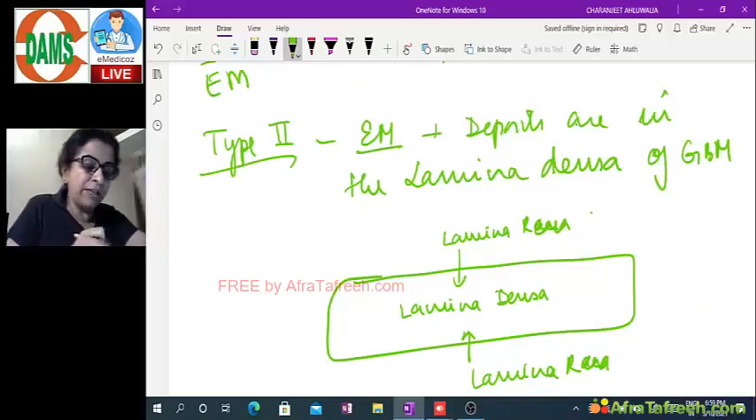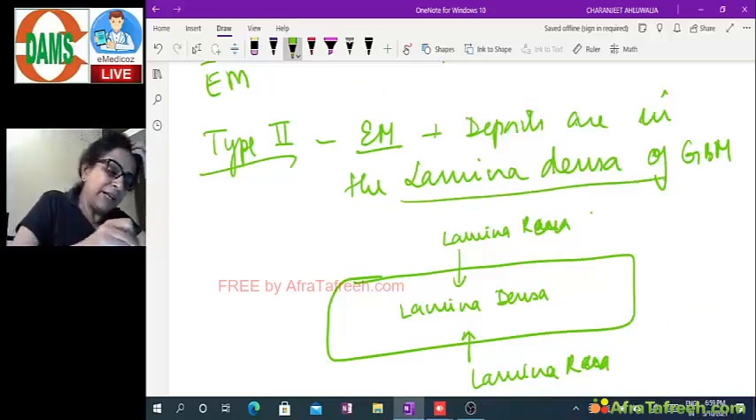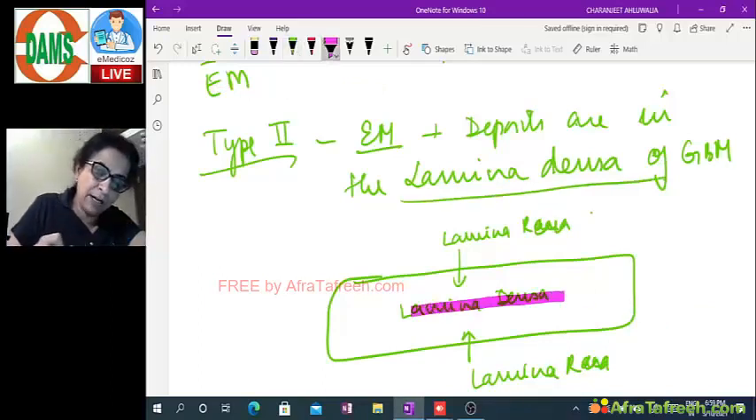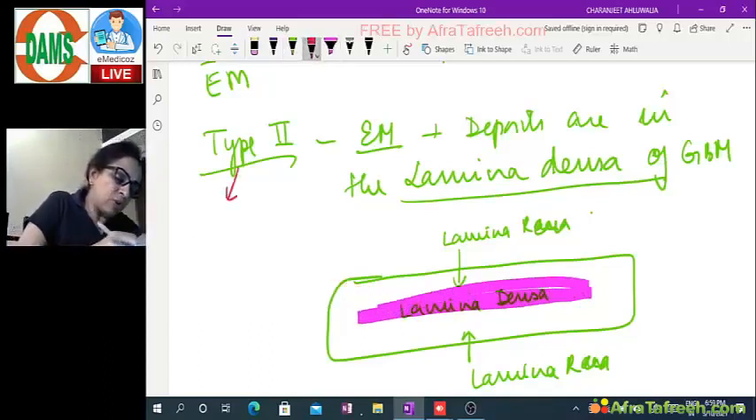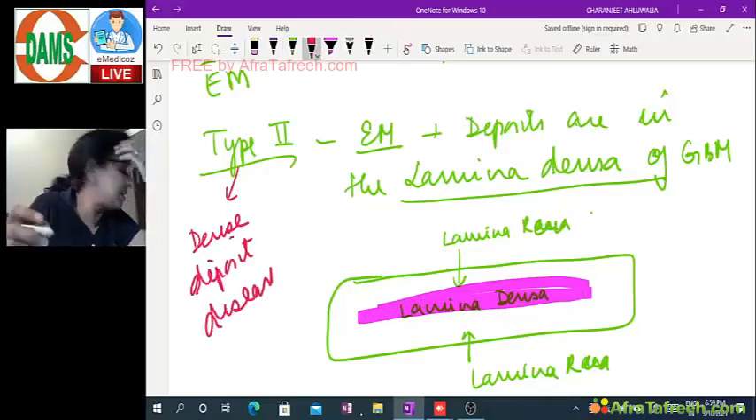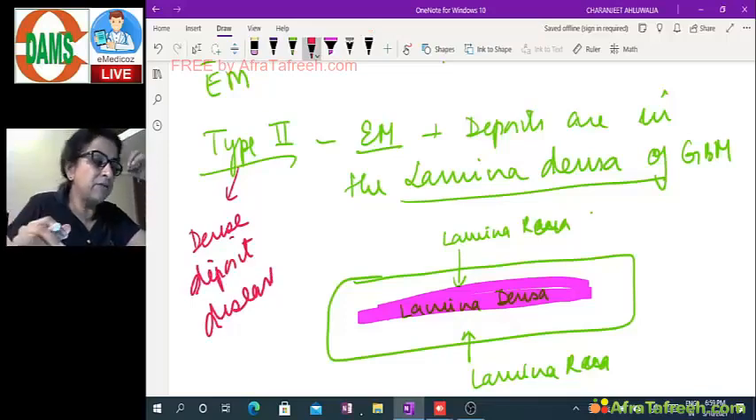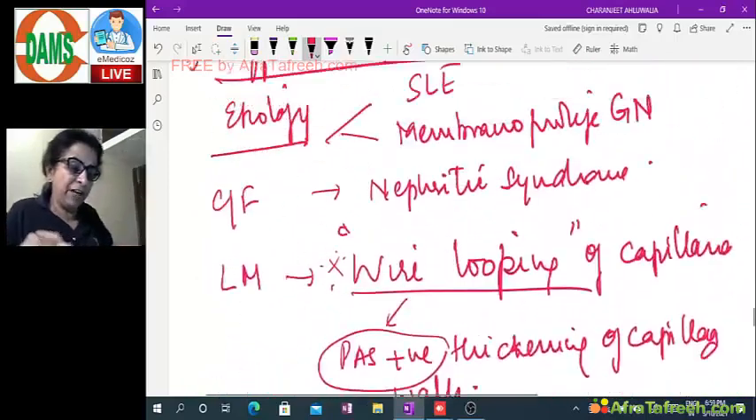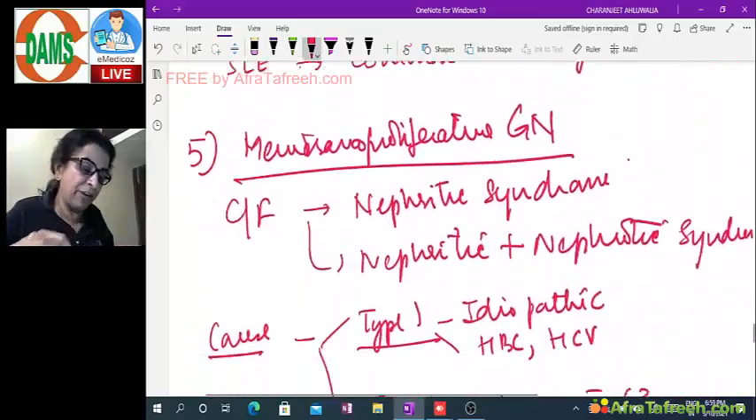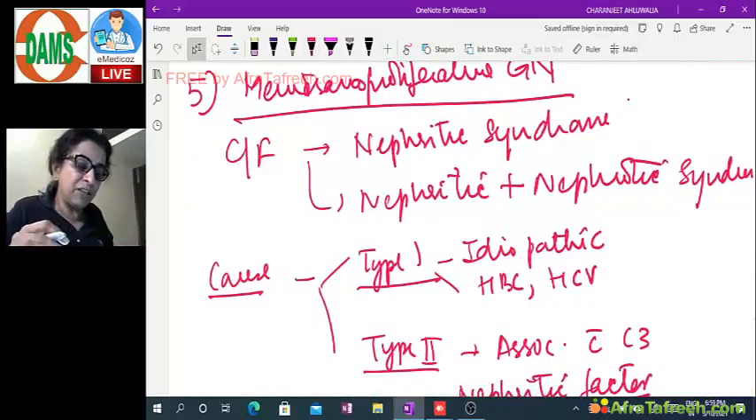Okay, so now in type 2 GBM, where are the deposits? In type 2 GBM, the deposits are here in the lamina densa. Hence, type 2 GBM is also called dense deposit disease. Okay, so this is membranoproliferative glomerulonephritis. Membranoproliferative glomerulonephritis produces nephritic syndrome, or a picture that is a combination of both nephritic and nephrotic.